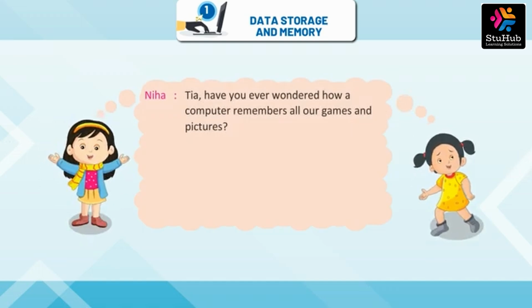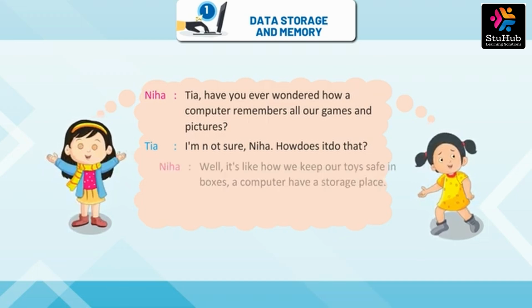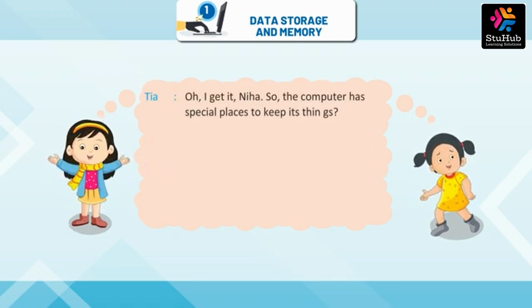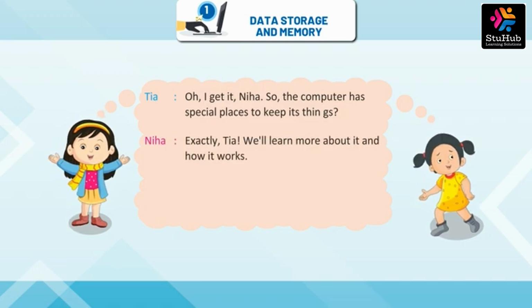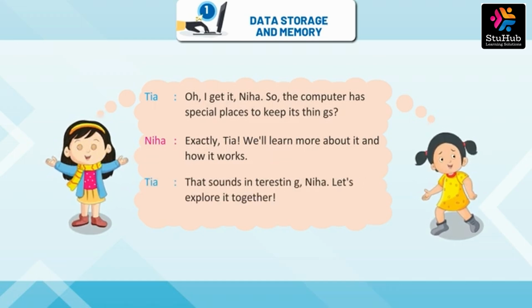Neha: Tia, have you ever wondered how a computer remembers all our games and pictures? Tia: I'm not sure, Neha. How does it do that? Neha: Well, it's like how we keep our toys safe in boxes. A computer has a storage place. Tia: Oh, I get it, Neha. So the computer has special places to keep its things. Neha: Exactly, Tia. We'll learn more about it and how it works. Tia: That sounds interesting, Neha.